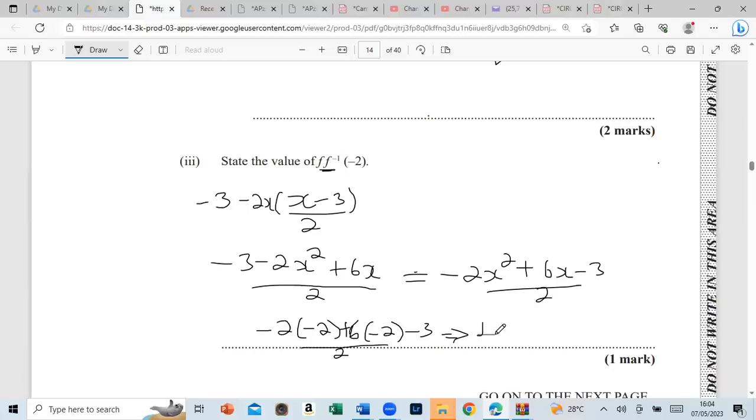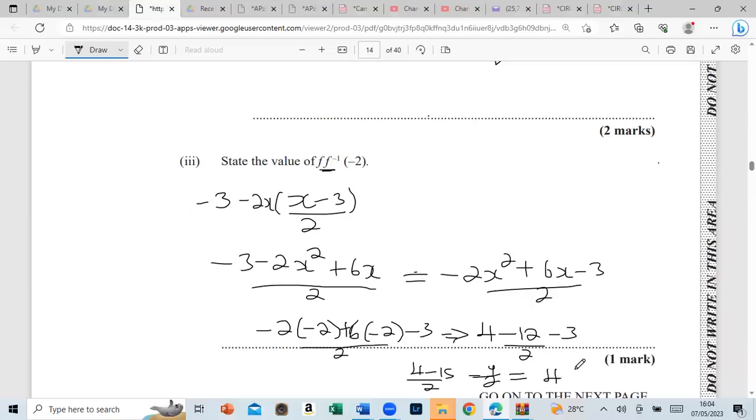So that's 4 minus 12 minus 3 all over 2. So this is going to be 4 minus 15, which works out to negative 9 over 2, which works out to negative 4.5.